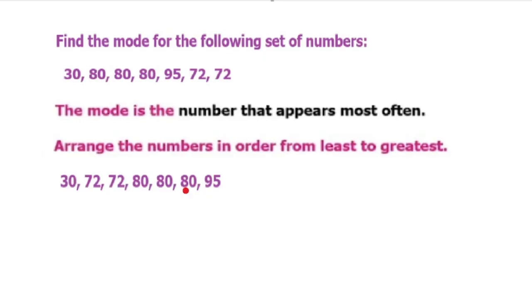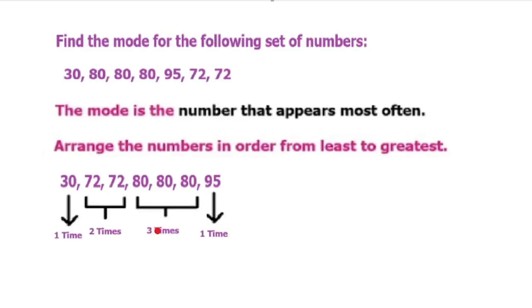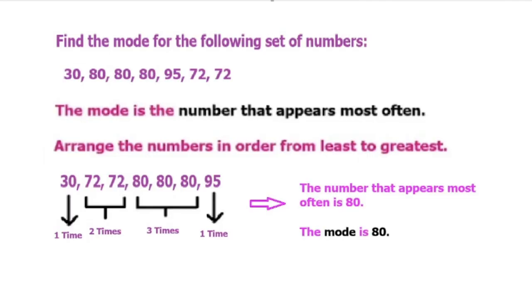Like I said, 30 appears once, 72 appears twice, 80 appears 3 times, and 95 appears 1 time. And we know that the mode is the number that appears most often. Here, the number that appears most often is 80, so the mode is 80. And that's the basic way to understand and calculate the mode for a bunch of numbers.